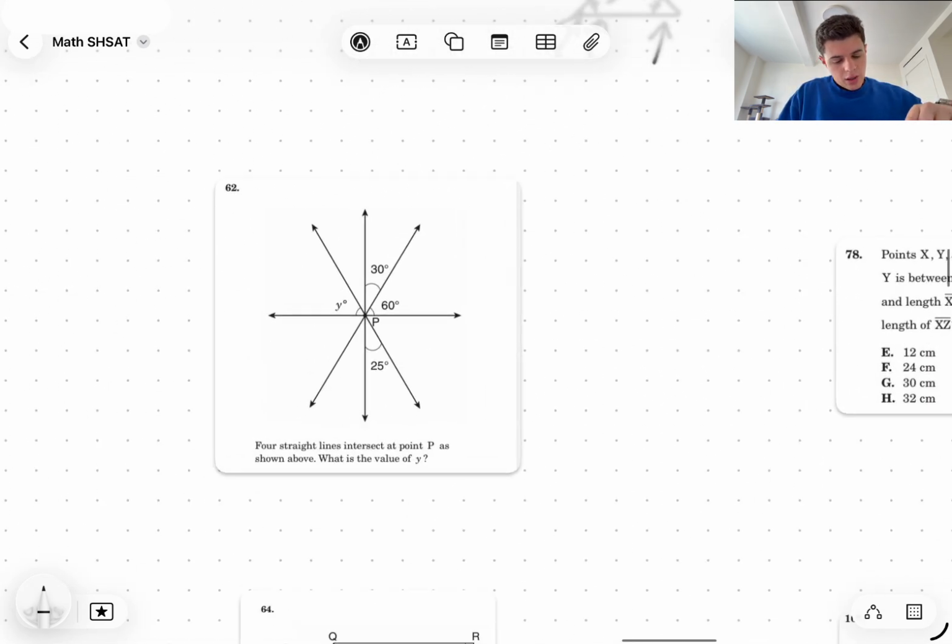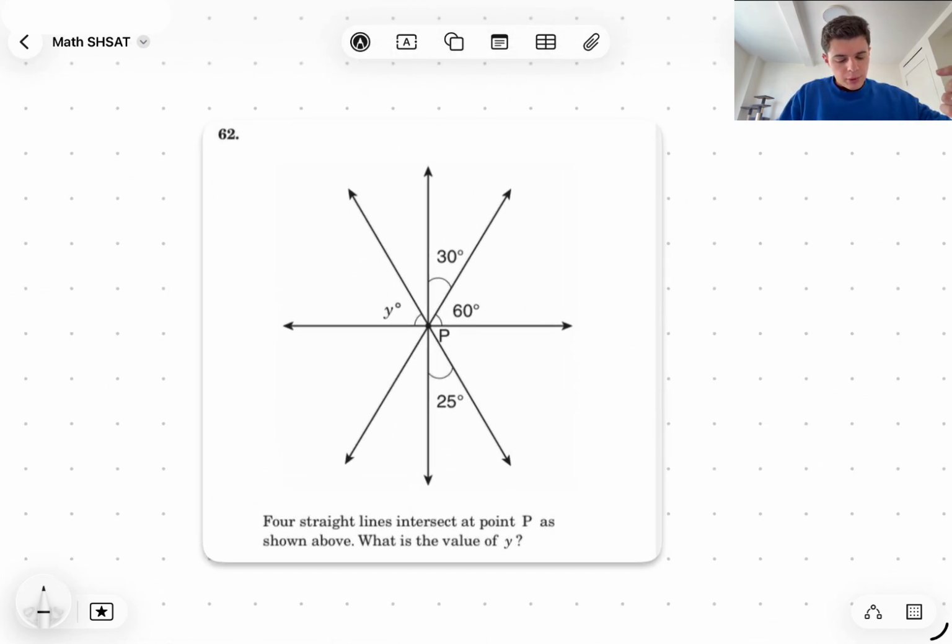Okay, four straight lines intersect at point P as shown above. What is the value of y?